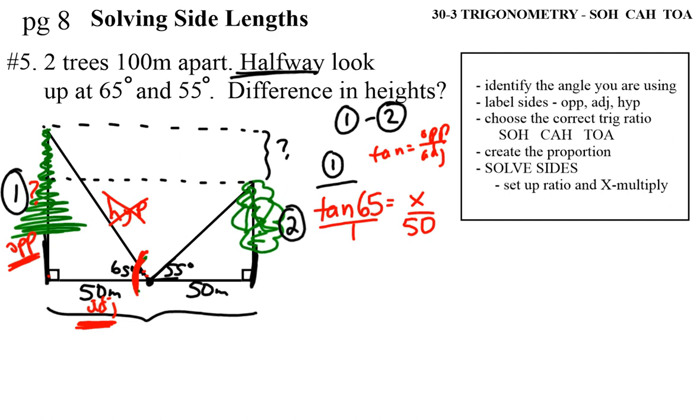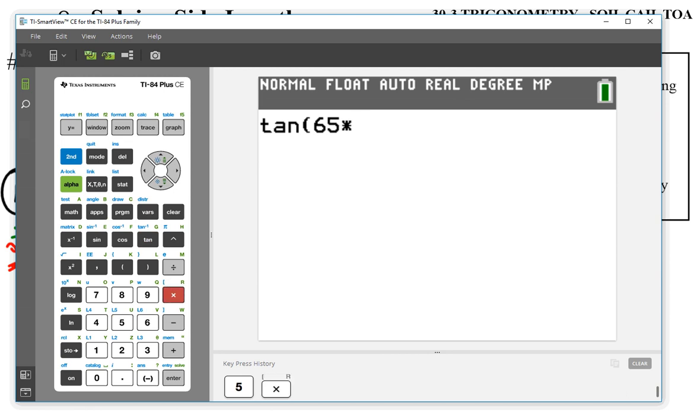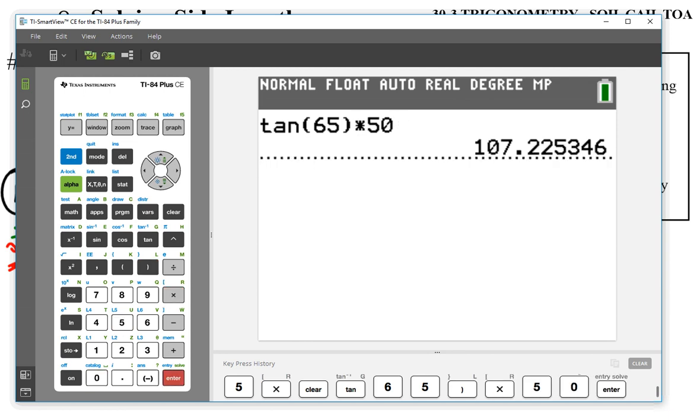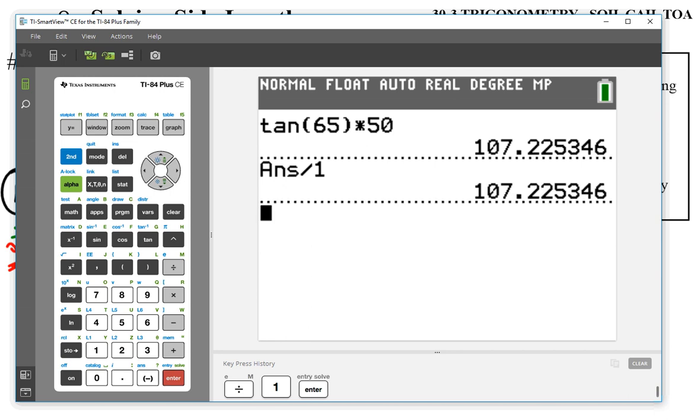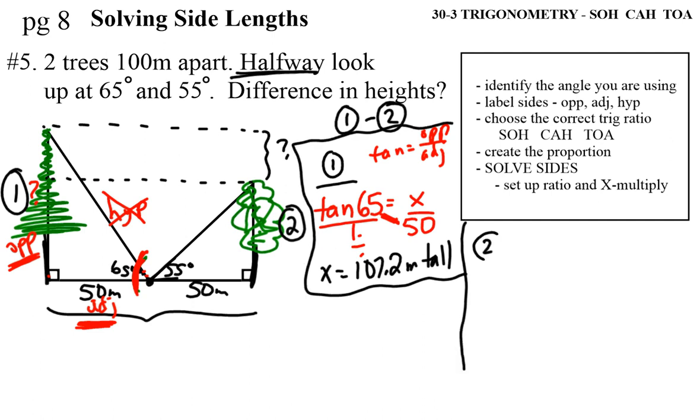Set it over 1, and we cross multiply and divide by the 1. So tan 65 times 50. Here we go. Tan 65. Make sure you close that bracket. Tan 65, close the bracket, times 50. And I divide by 1, which really doesn't do anything. 107.2 is the height of the tree. 107.2 meters tall.